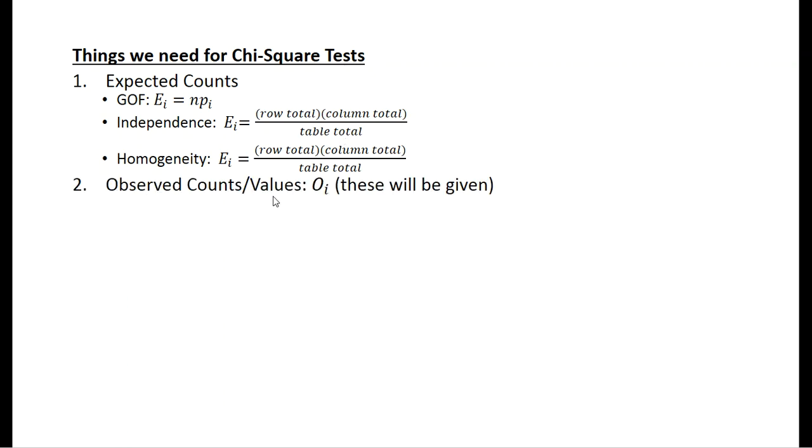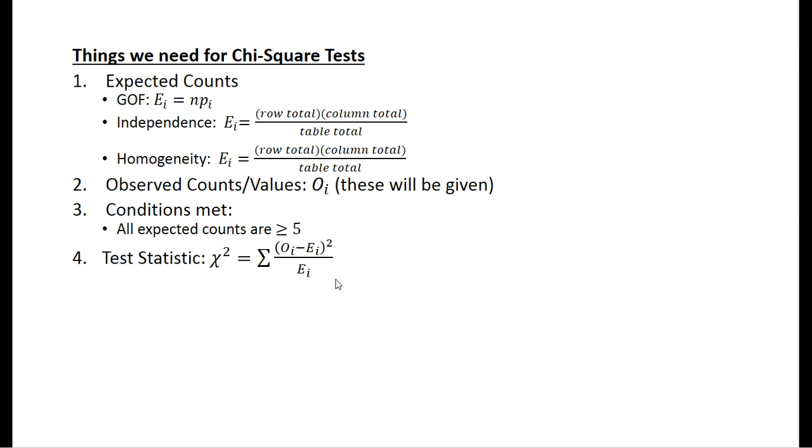The second thing we'll need are observed counts for all three of these tests. Those will be given, so there's no work to be done there. The condition for all of these is that the expected counts are greater than or equal to 5. The test statistic is the same. The degrees of freedom are different, but our calculator takes care of that for us, so we're not going to be too concerned with that. We would really need to write down our degrees of freedom if we were using a chart for our chi-squared, because they do have a table for it. But our calculator is a great resource, so we want to use that.